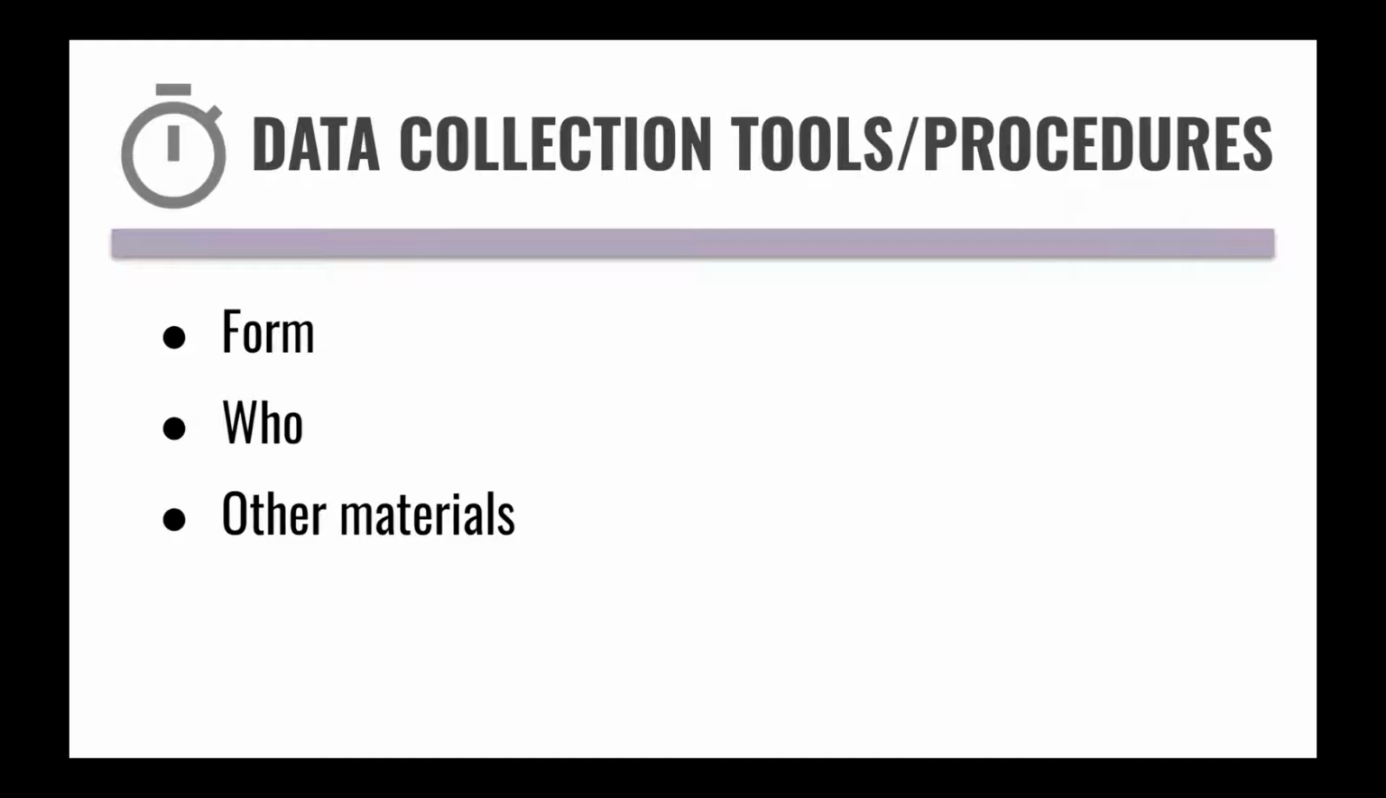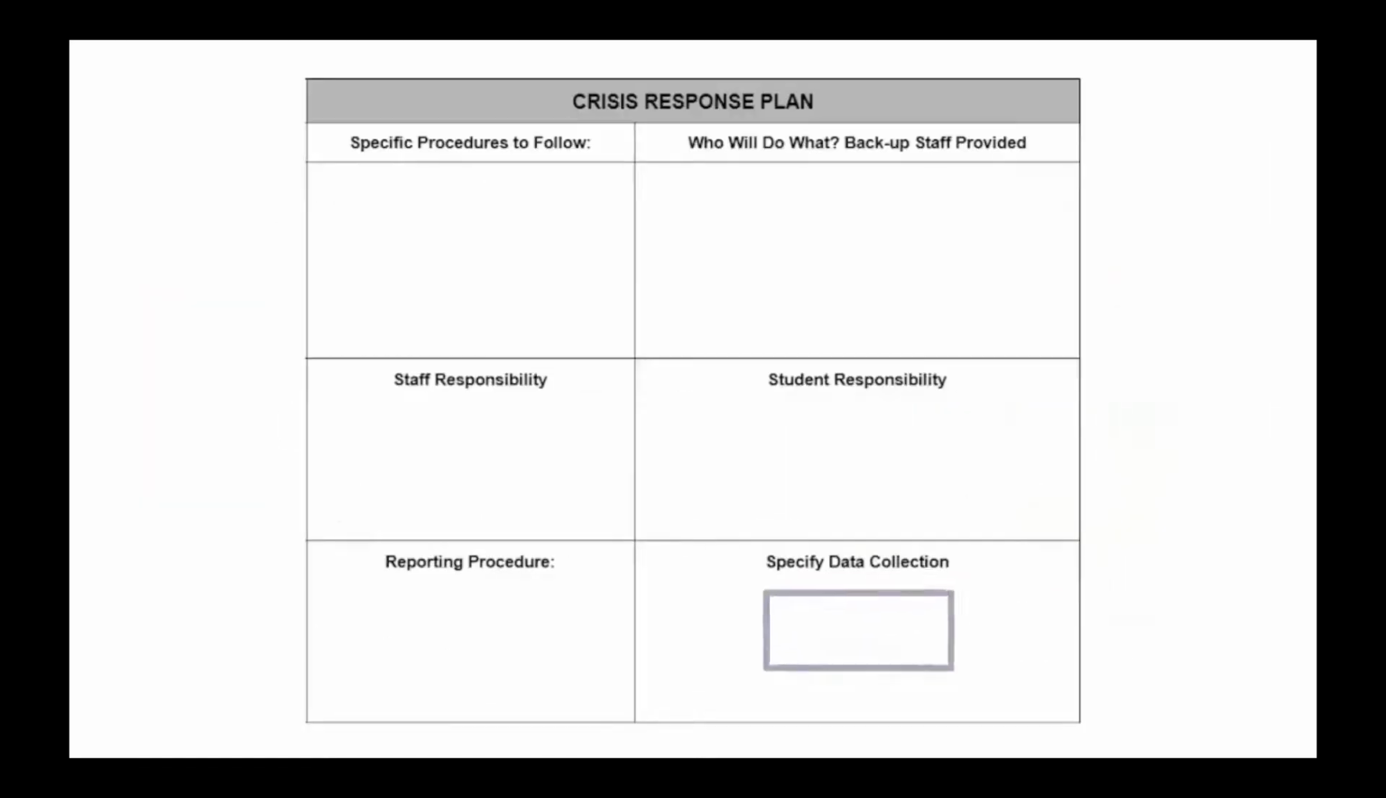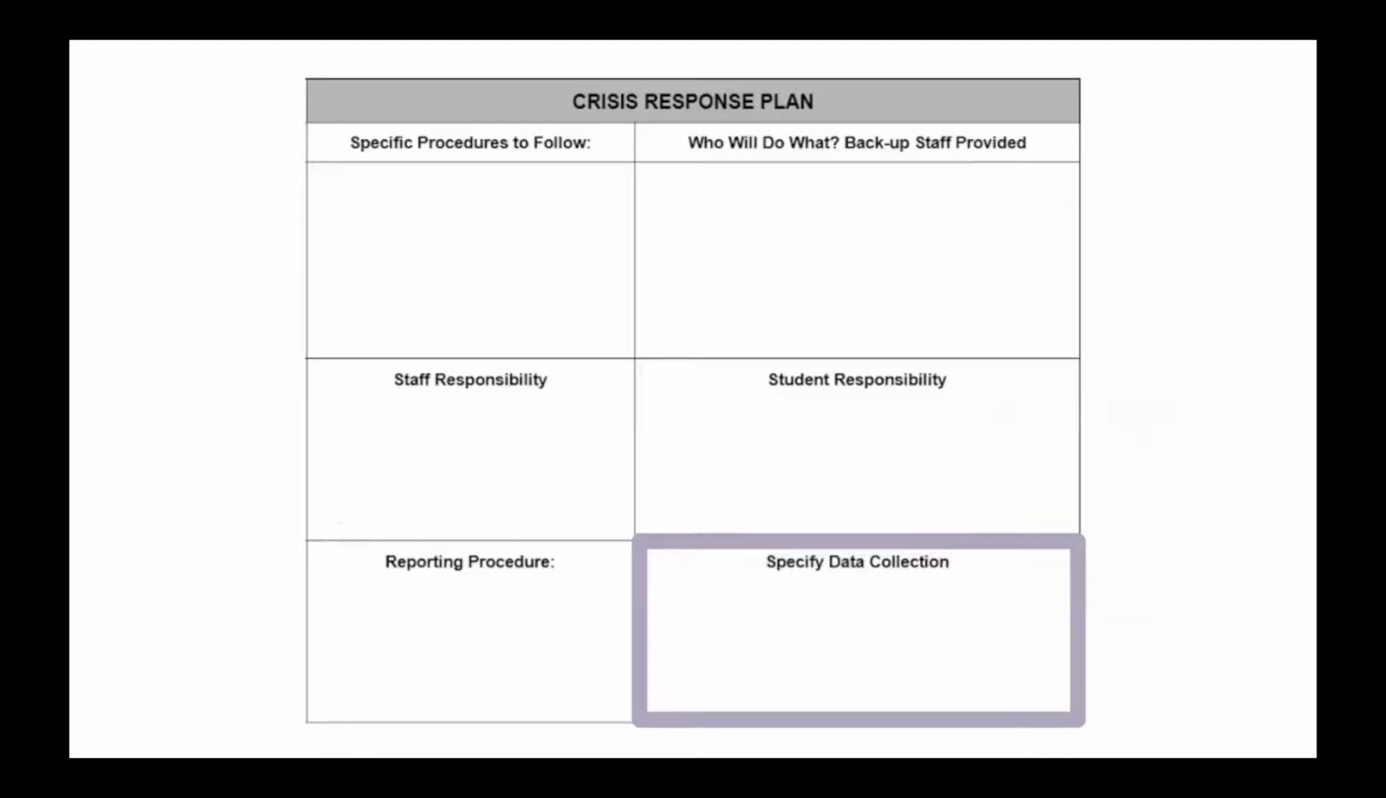When determining data collection tools and procedures, the team should consider any forms needed for recording data, who will be responsible for data collection, and any other materials needed, such as a timer. Should you or any staff member responsible for data collection need additional training and information, please refer to FBA Module 5, Baseline Data Collection in the FBA Module Series. Here, you can see where to include data collection tools and procedures when using the crisis plan template provided.